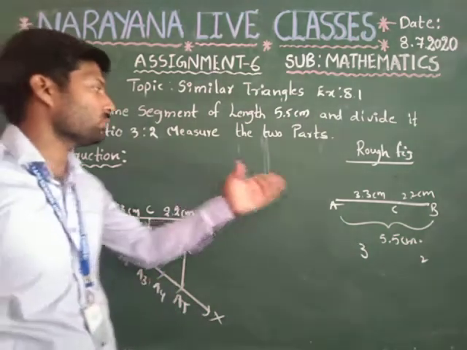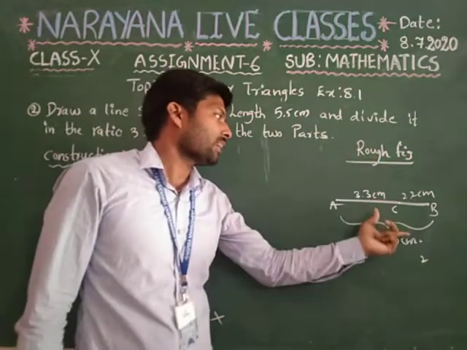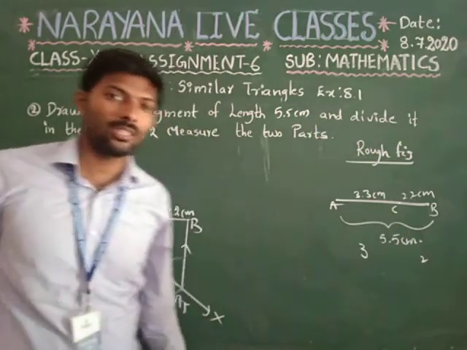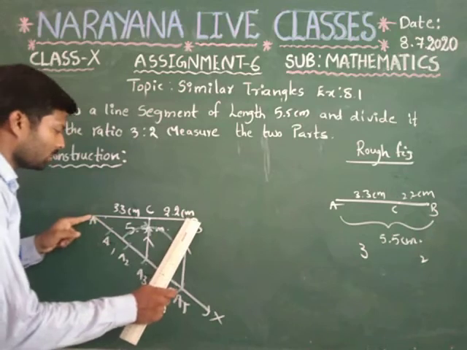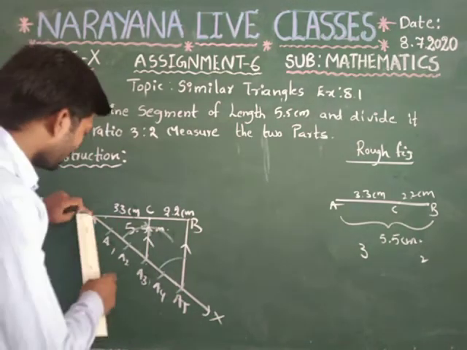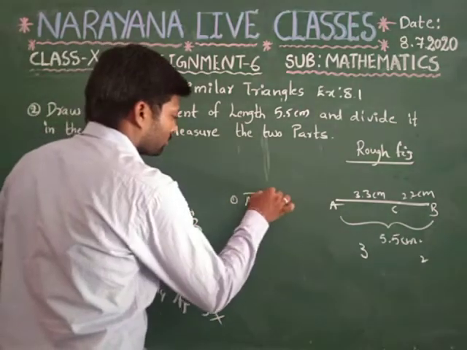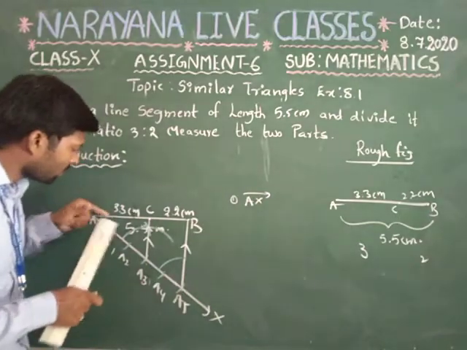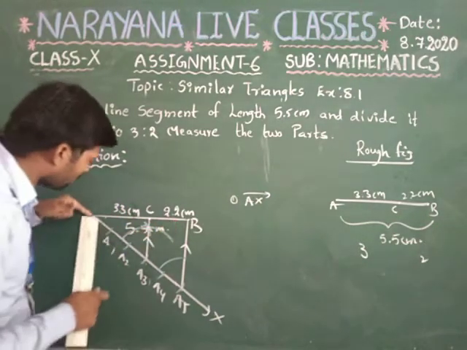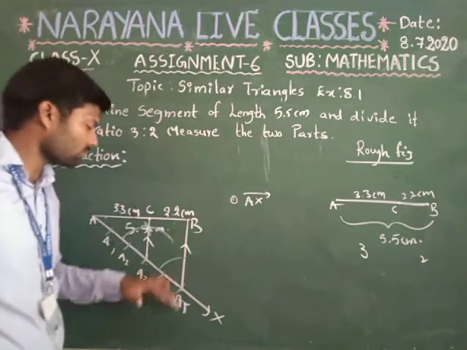After that you have to write the steps of construction. As the first point, draw a rough figure and label it based on the given measurement. The second one, draw a line segment whose length is 5.5 centimeter. Again, draw a ray AX, which makes an acute angle with respect to AB. And also divide this ray into totally how many parts? 5 parts. 3 plus 2, 5 parts.